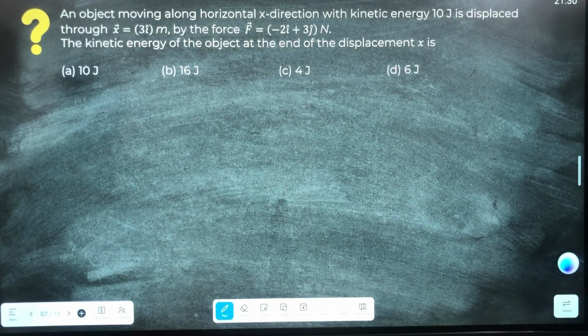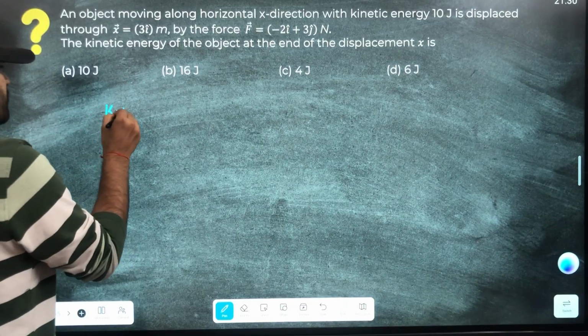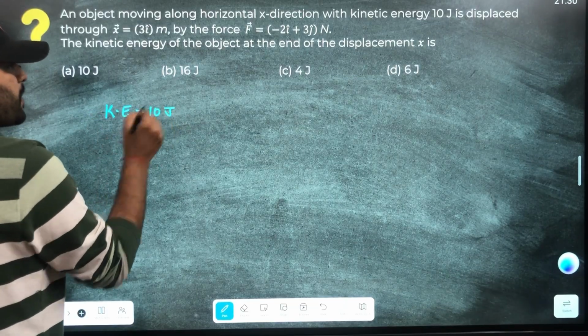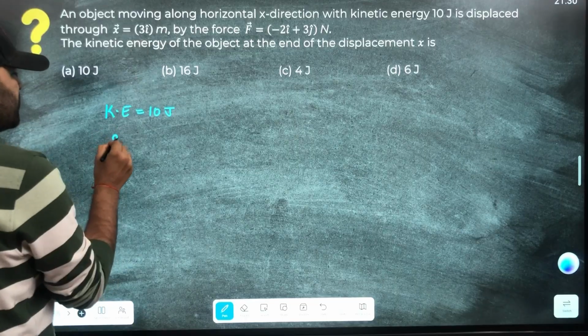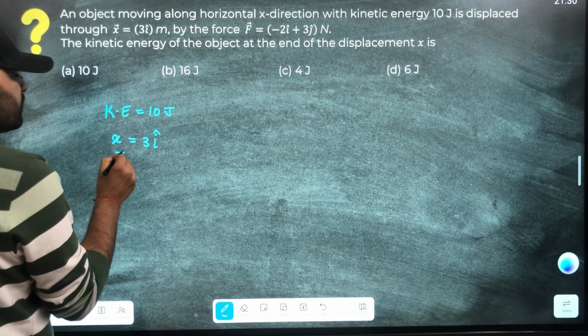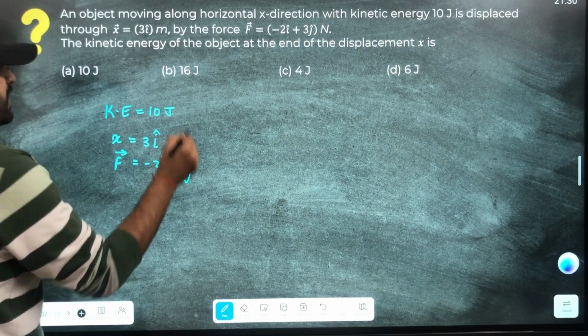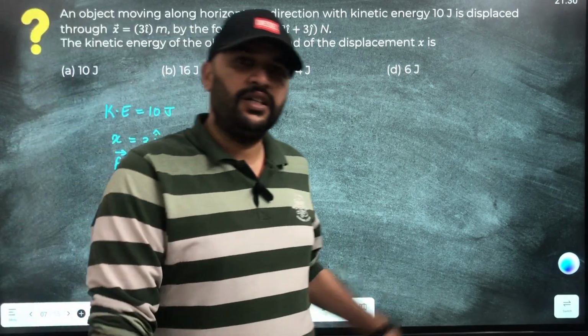Great. Our next problem says an object moving along the horizontal x direction with a kinetic energy of 10 joules is displaced through 3i cap by the force F equals minus 2i plus 3j. What is the kinetic energy of the object at the end of the displacement?